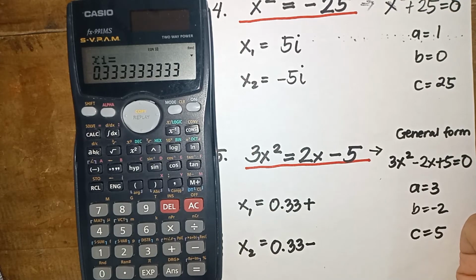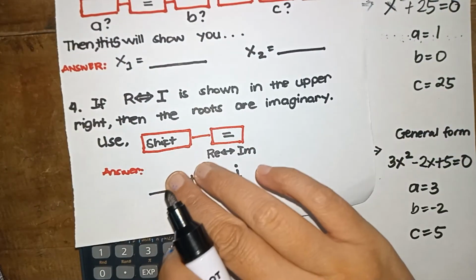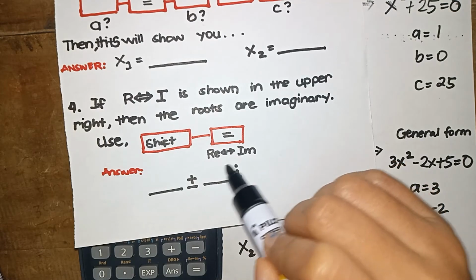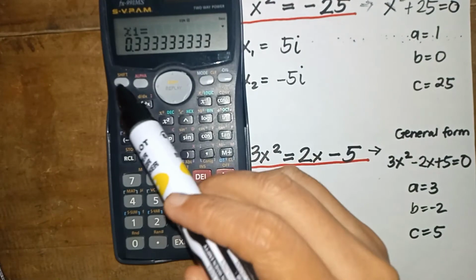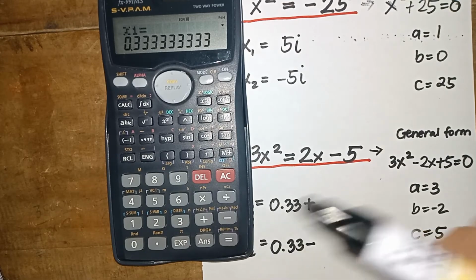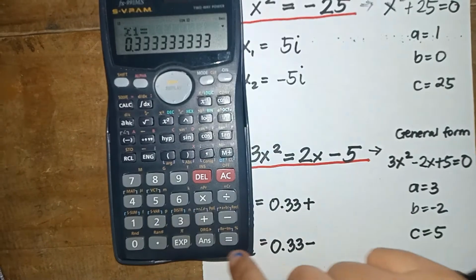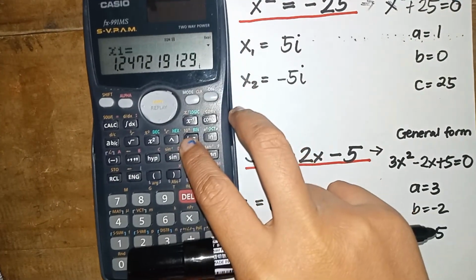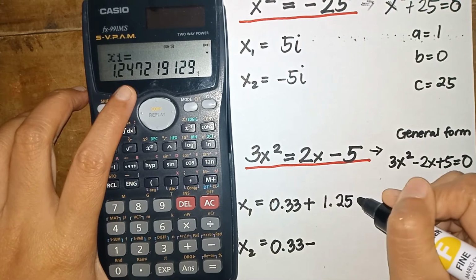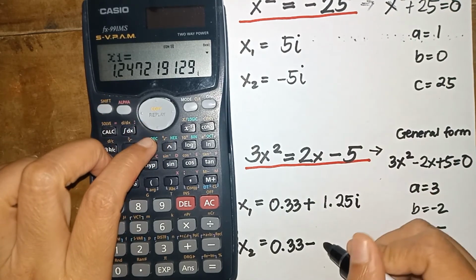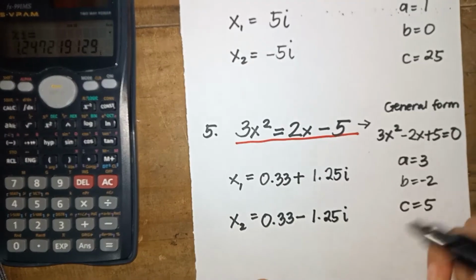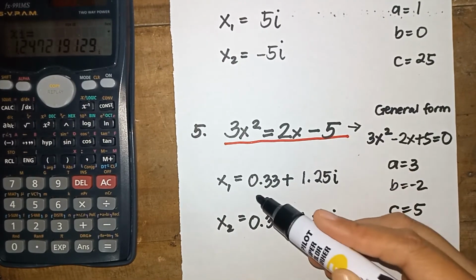To get the imaginary part of our roots, we will use shift, then equals. In the equals, we will see RE with a double-headed arrow, then IM. So, shift, then equals. The imaginary part is plus 1.25, then I. And the same on the other side, minus 1.25i.